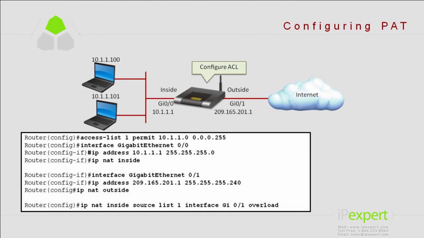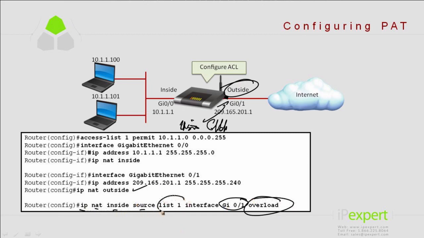And the key thing about this is it's going to be identical to all of the other configurations except for one keyword. What we're going to do is specify the interface where the inside global address has been configured, which is going to be the outside facing interface as specified right here. And we're going to execute the overload command.